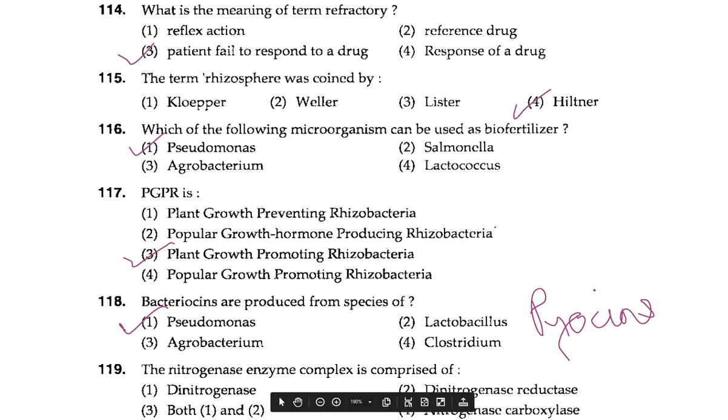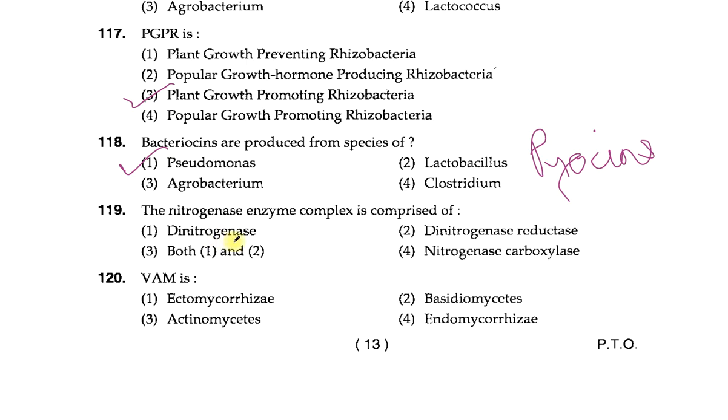119. The nitrogenase enzyme complex is comprised of 1. Dinitrogenase, 2. Dinitrogenase reductase, 3. Both 1 and 2, 4. Nitrogenase carboxylase. The correct one is both 1 and 2, option 3. The nitrogenase enzyme is responsible for the conversion of nitrogen to ammonia.